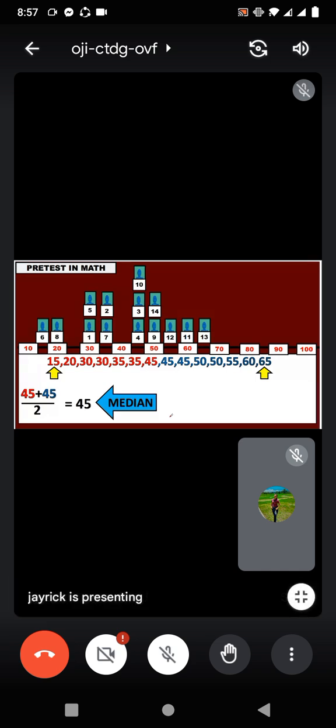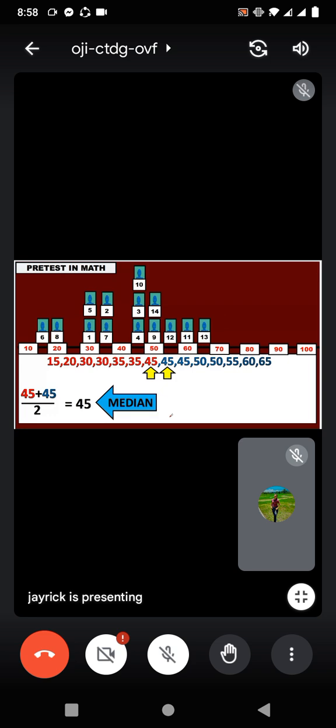Simply, we have to move our two opposite fingers towards the middle value, from this point to this point to this point, until we end up having this position of our two fingers. Nakuha ba? Then we have these two values, 45 and 45. So we have to add 45 plus 45 divided by 2.